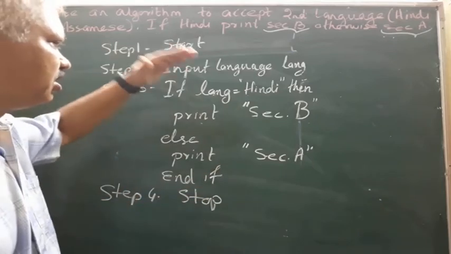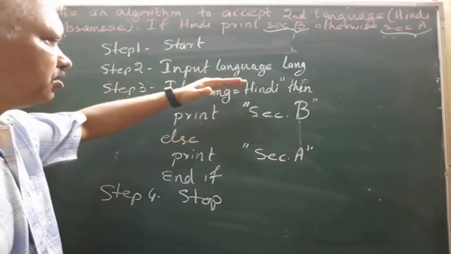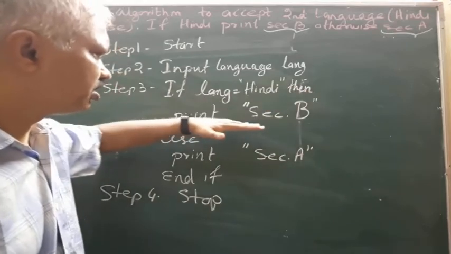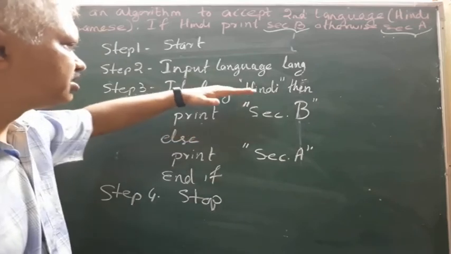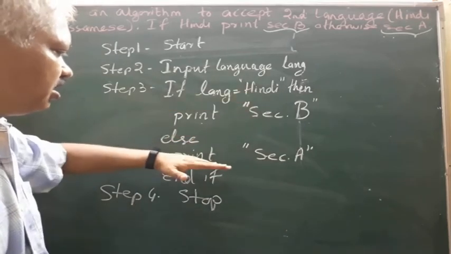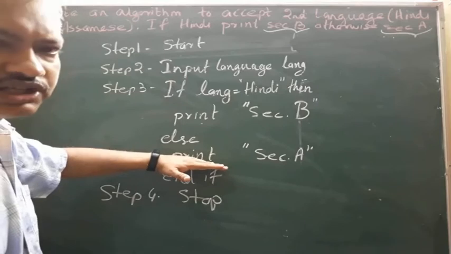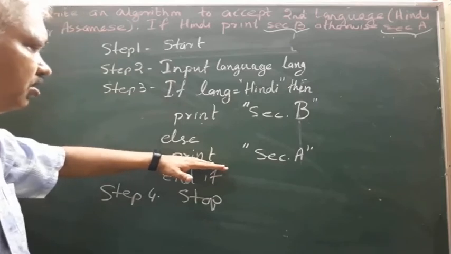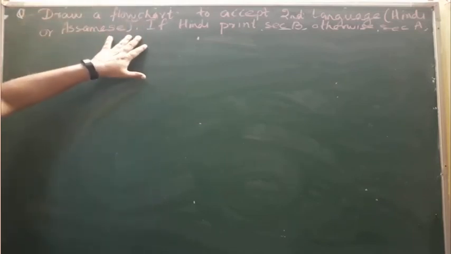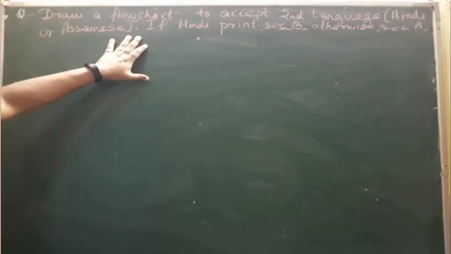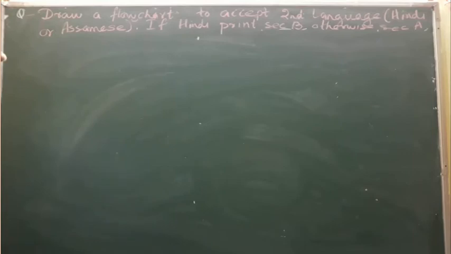The same concept: if this is true, then that part will be executed, that is, print section B will be printed. If this is false, then it will come to print section A. So dear students, we have seen the algorithm for this particular question. Now we have to draw the flowchart.